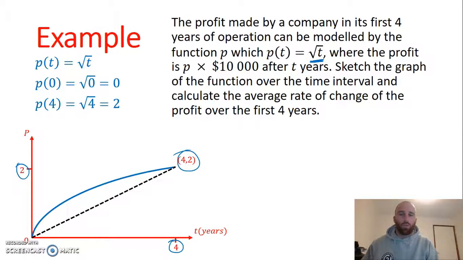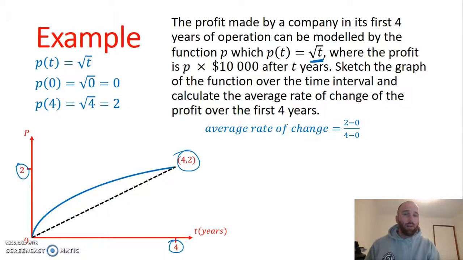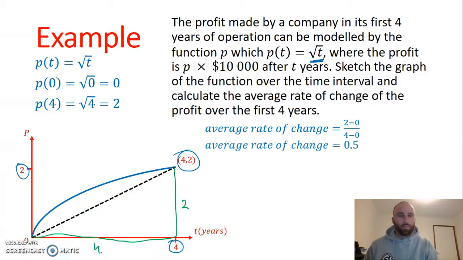So what we're going to do is find the average rate of change, the straight line, essentially the chord that connects between the two. To find that average rate of change, it's 2 minus 0. Remember, we're still breaking this up into rise and run. That's our rise, and that is our run. In the green, the rise is 2 and the run is 4, so the average rate of change is 0.5.